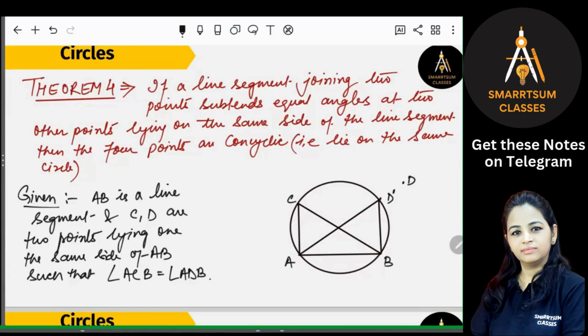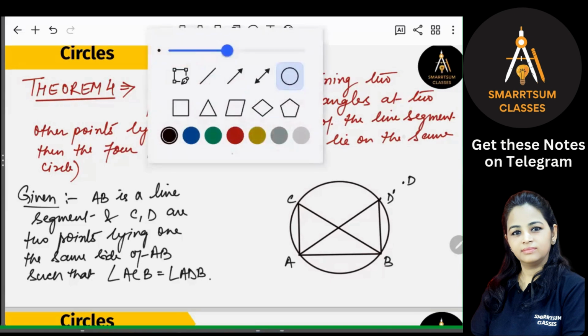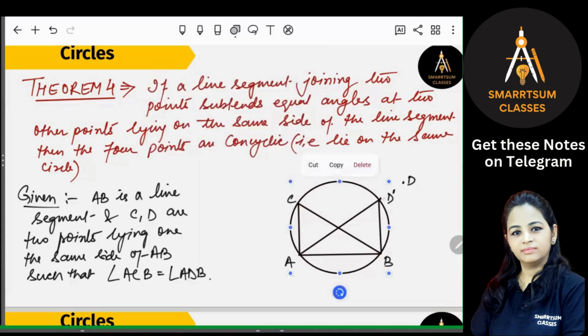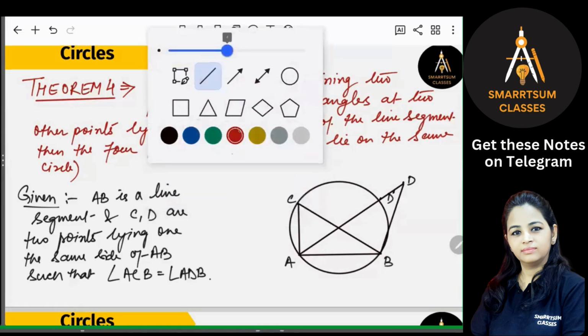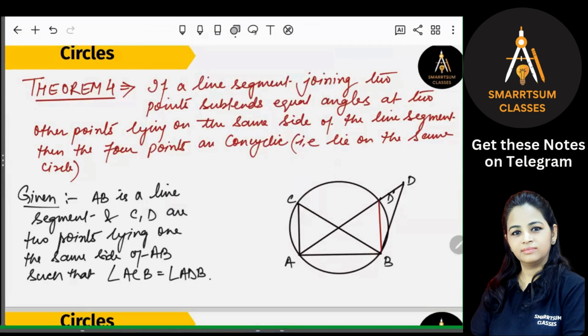And now we will extend this line. Okay, and join this and this, D and B, like this. Okay, is that clear? What we have done? Are you getting this? I will explain you, don't worry.